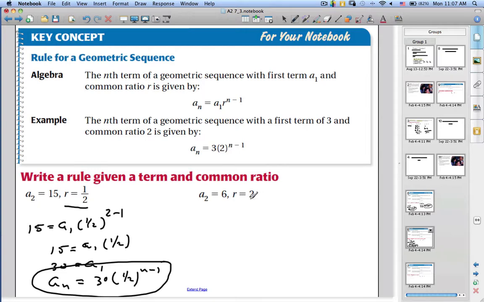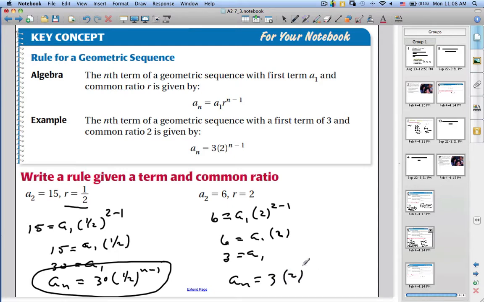My common ratio is 2. I know that a sub 2 will be equal to a sub 1 times my common ratio to the 2 minus 1 power. Okay, 2 minus 1 is 1, so this becomes 6 is equal to a sub 1 times 2. If I divide both sides by 2, 3 is equal to a sub 1, and now I write my rule. A sub n is equal to a sub 1, which is 3, times my common ratio, which is 2, to the n minus 1 power. So that's another way that I might write the rule.